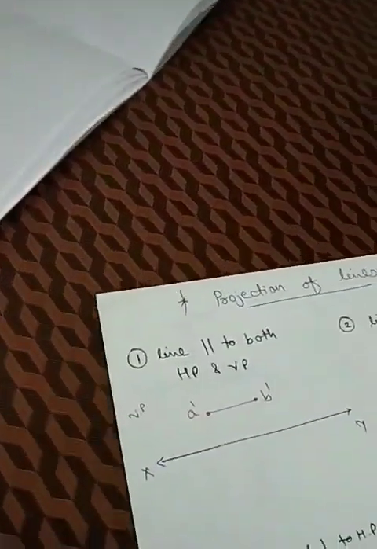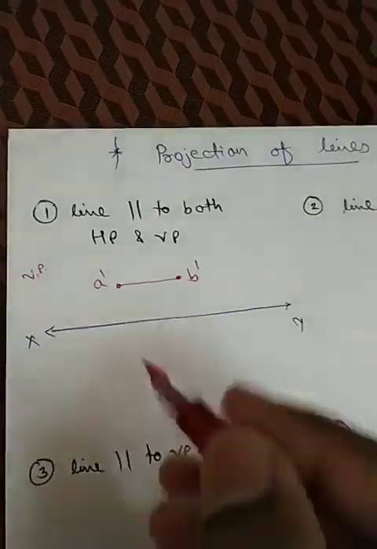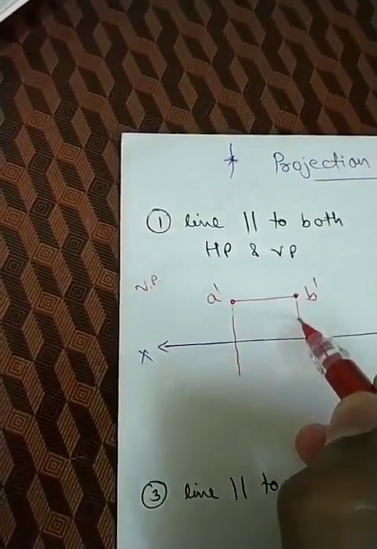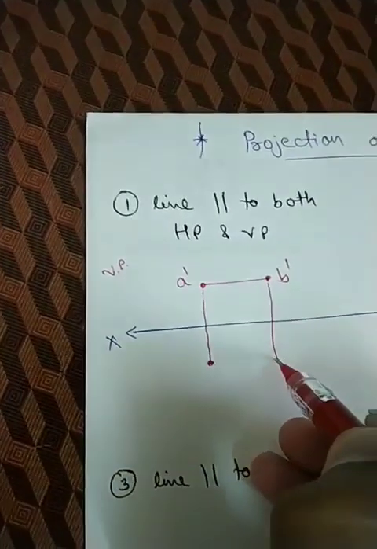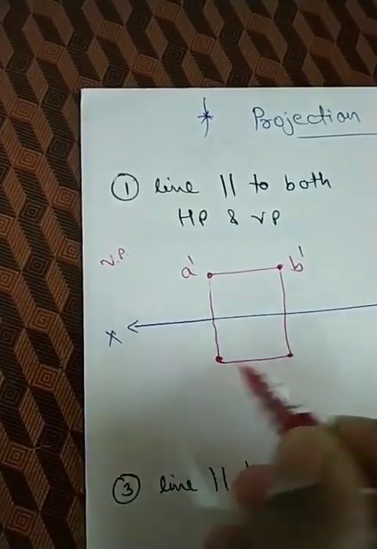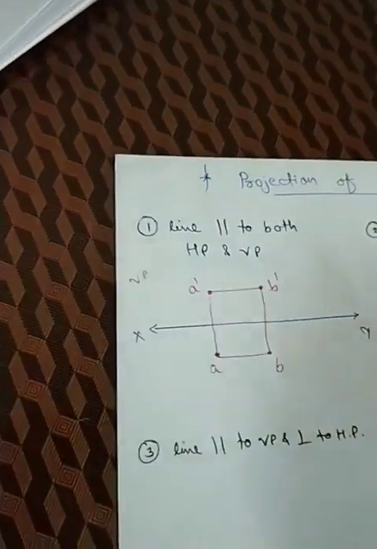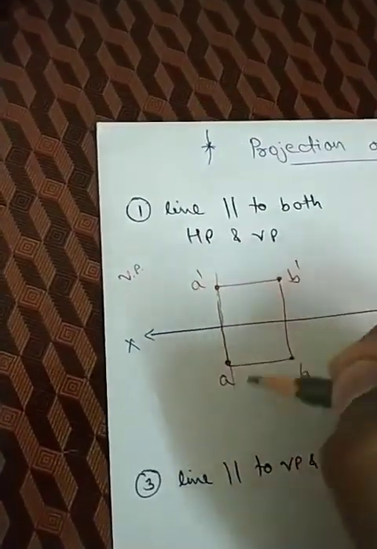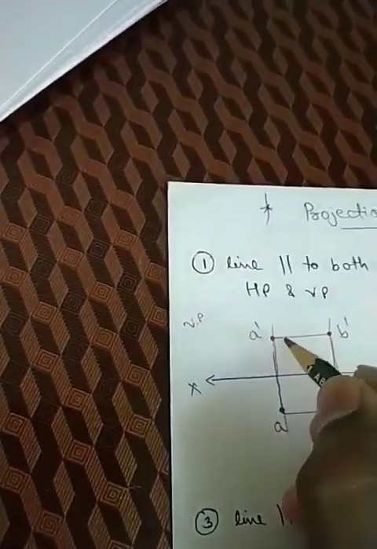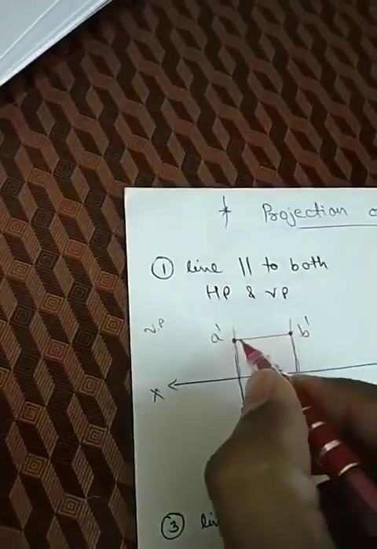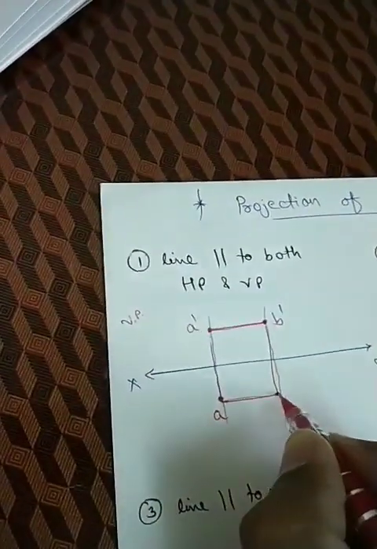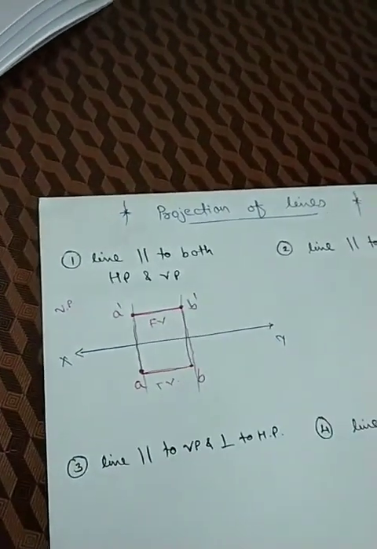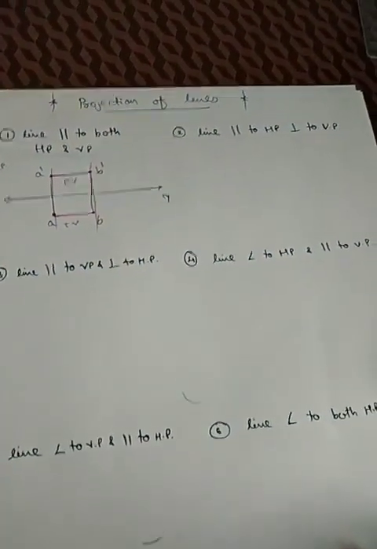Okay, so likewise the position we can draw. This A dash B dash is your front view, and your top view will be like this, A to B. These two will be your projection lines. So these will be your lines A dash B dash and AB. A dash B dash will be your front view and AB will be your top view. Likewise, we have 6 different positions for line.